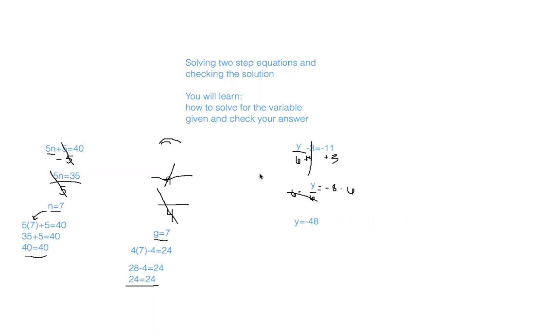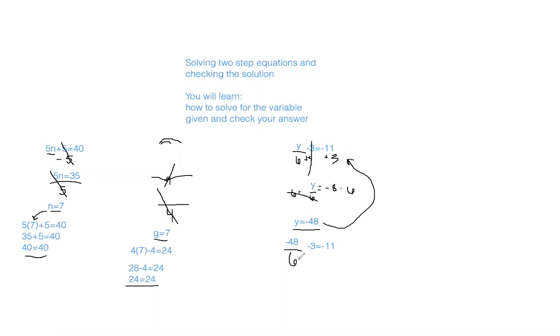And now we have to double check to make sure that y does in fact equal negative 48. Okay, so we'll plug in negative 48 for y. So we'll do that right here. Negative 48 over 6, and then minus 3 equals negative 11. Simply all I'm doing here again is plugging y, which equals negative 48, back into the original equation to double check, okay?